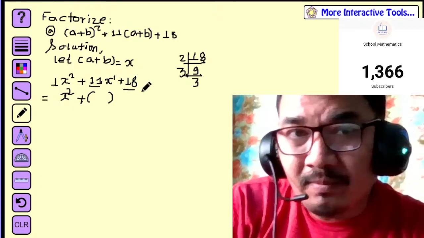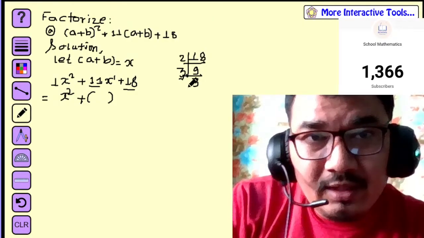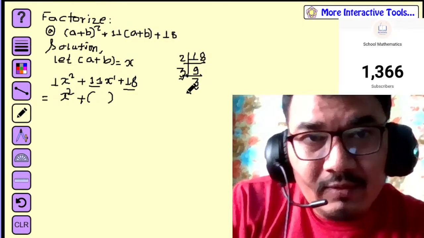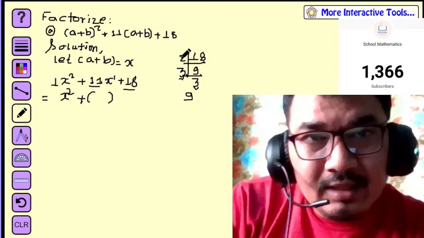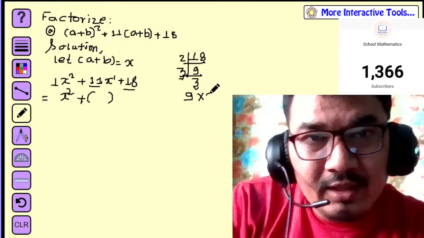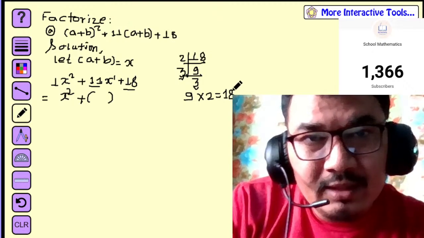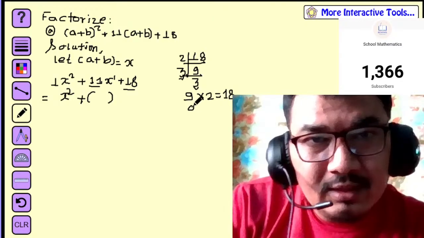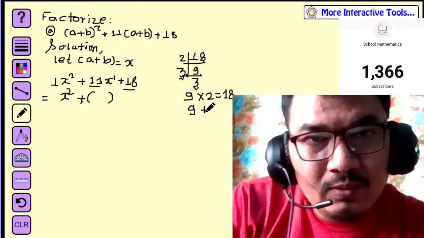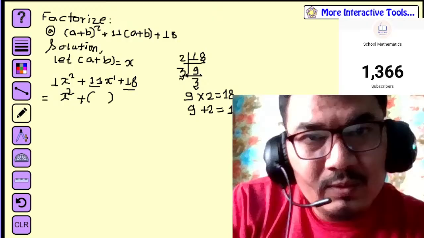This 18 is the last term, and look, like this 3 and this 3, it will be 9, right? 9, and then the next remaining factor is 2. Then we can check here at the side, 9 twos are 18, multiplication is 18. Then let's check their addition. 9 plus 2 gives us 11.